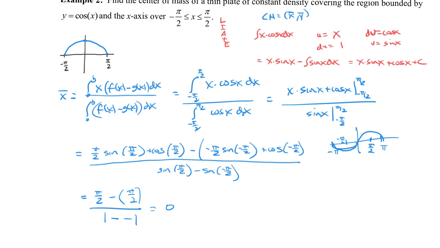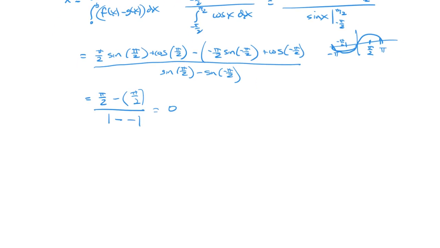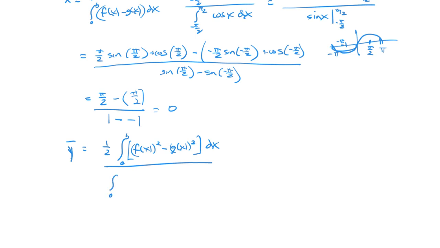Okay, so to find y bar, we've got a formula for this also. This is going to be 1/2, and then I'm going to put the whole thing in here again, just like before. So I go from a to b of f of x squared minus g of x squared dx, all over the area, which we just found is 2, so that's not going to change. But to make it official, let's put this whole thing in here again. Now once again, g of x is just 0, so this simplifies to 1/2 integral from a to b of cosine squared of x dx.